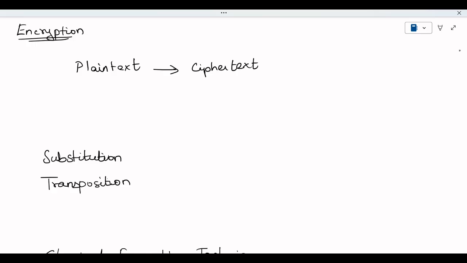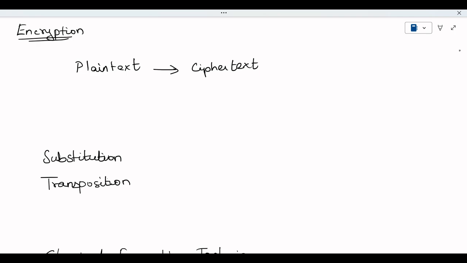As the term suggests, substitution: one character of the plain text is substituted with some other character. It can be a number, a symbol, or any other thing. So in substitution, one character is substituted with another character. That is substitution. Next comes the transposition.